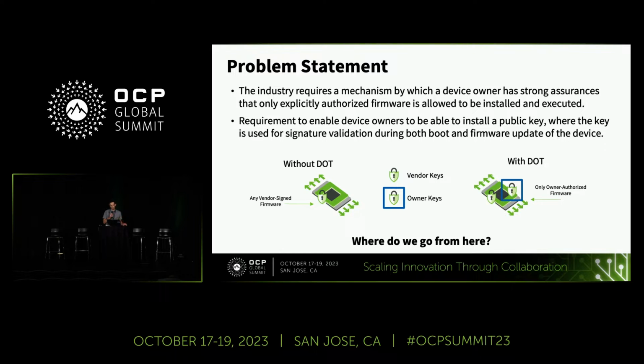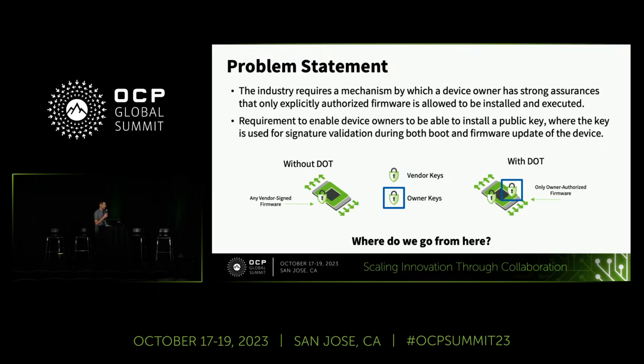So our problem statement. The industry generally requires a mechanism by which a device owner has strong assurances that only explicitly authorized firmware is allowed to be installed and executed on a device, which is a great statement, but in terms of device requirements, such as for a device vendor, what does that actually mean? It means that we have a derived requirement to enable device owners to be able to install a public key where said key is used for signature validation, ideally during both boot and firmware update of the device.